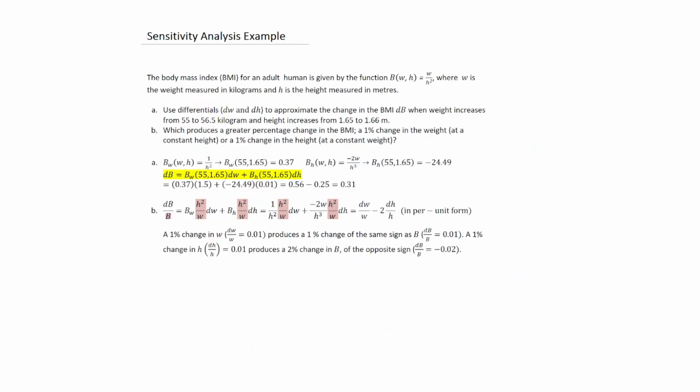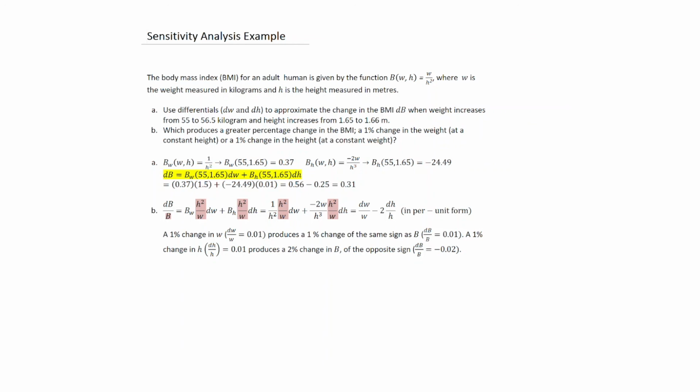Okay, so the last slide is an example. You're given a body mass index for an adult human, some function of two variables, w and h, where w is the weight measured in kilograms and h is the height measured in meters. So these are basically units, okay? So part A asks you to use differentials, dw and dh, to approximate the change in the body mass index when weight increases from 55 to 56.5 kilograms and height increases from 1.65 to 1.66 meters.